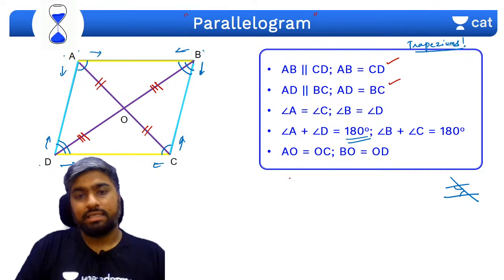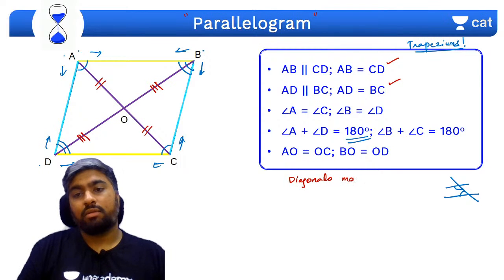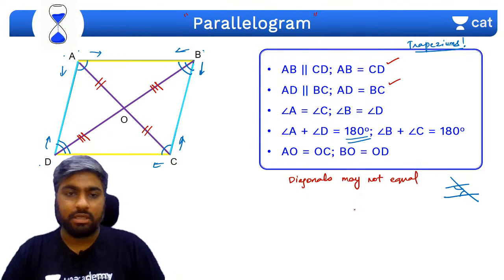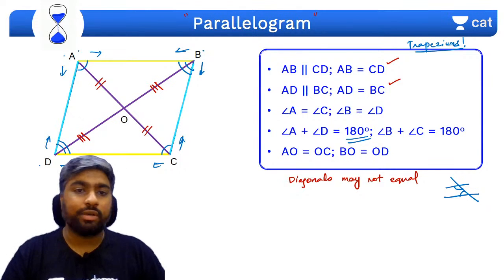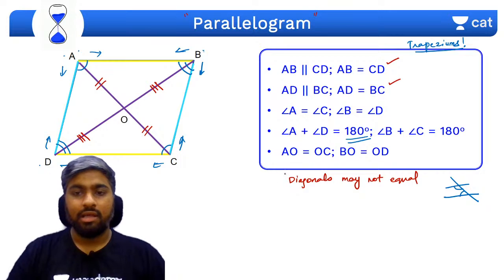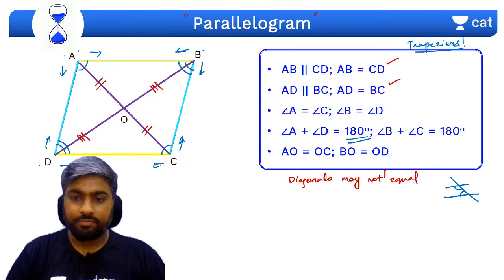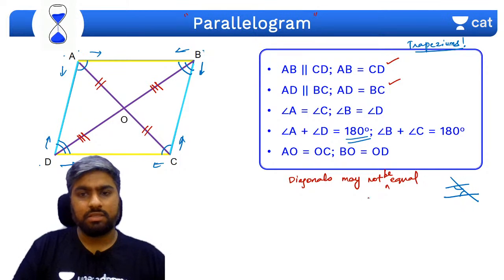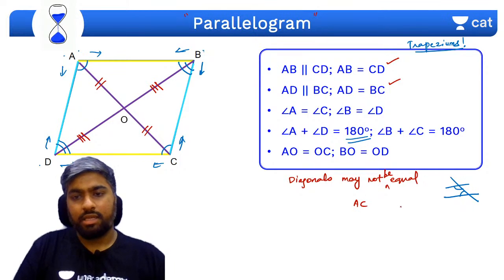Do you understand? Here the diagonals may not be equal. What is it again? There is ambiguity. They may be equal, they may not be equal. If they are equal, then what would happen? We'll talk about that. But diagonals may not be equal. Cool. That means AC, BD, not sure. May be equal, may not be.